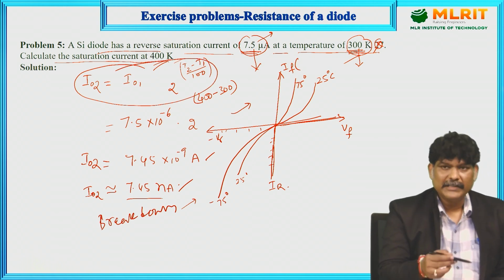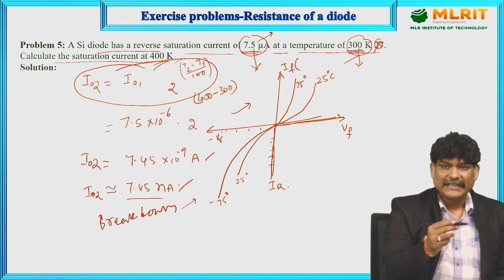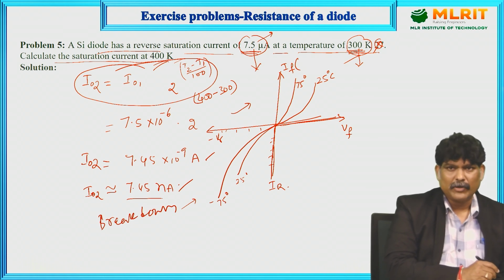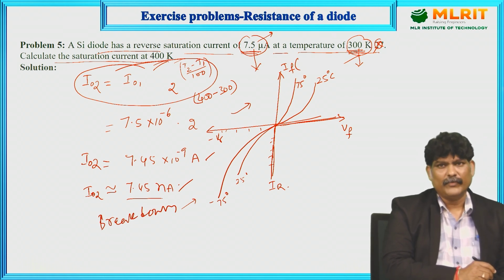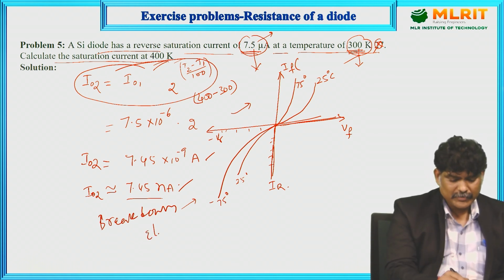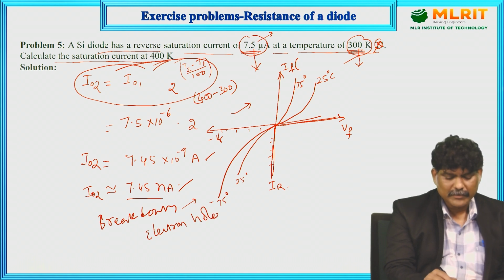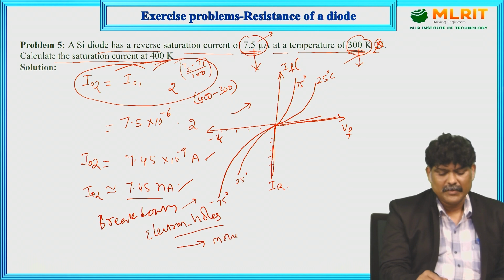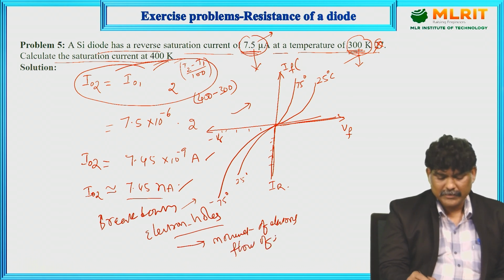When temperature increases, obviously the characteristics of the semiconducting material change, because electron hole pair generation will increase because of the increase in temperature. So electron hole pairs increase means what? Obviously, there is a movement of electrons. Movement of electrons indicates what? Flow of electrons. Flow of electrons means current.